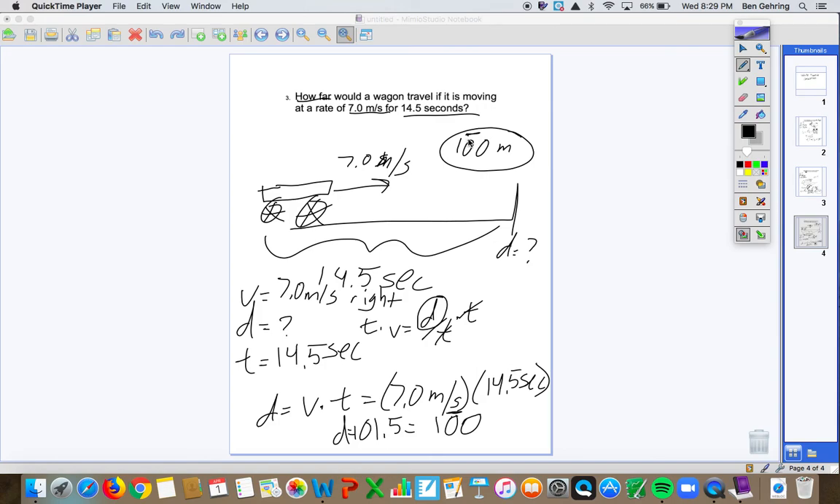So that is your speed and velocity calculations. Use this as a reference as you fill out your worksheets, and let me know if you have questions.